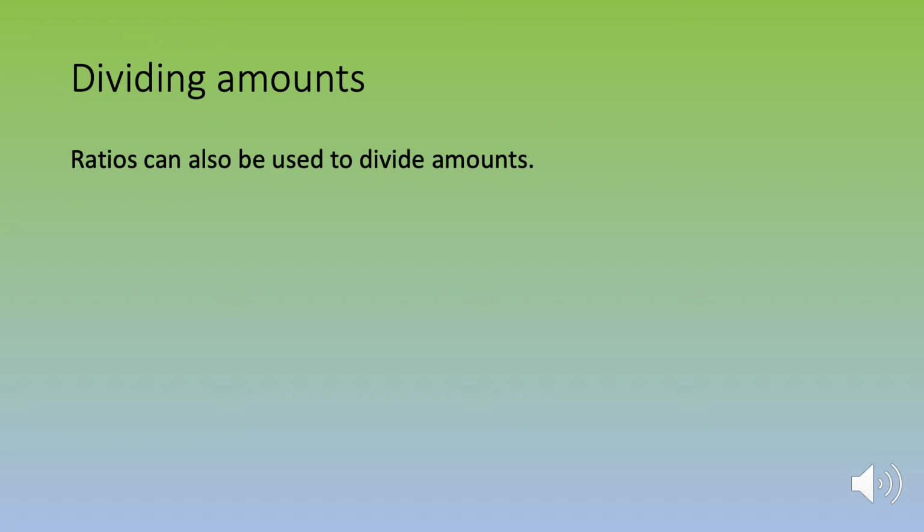Dividing amounts. Ratios can also be used to divide amounts. For example, if the question tells you the total amount is $500 and two children split the money between themselves in the ratio 2 to 3, you will need to divide the ratio. Here is a way you can work it out.